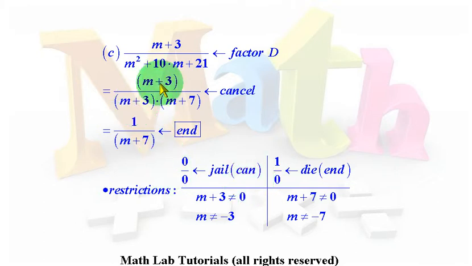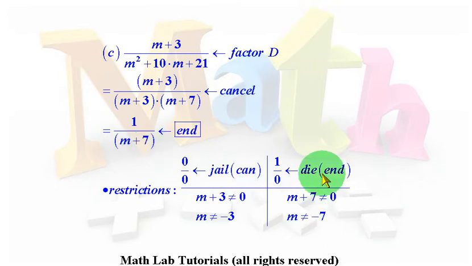The cancellation up here will give us a 0 over 0 type restriction. We know that m plus 3 cannot be equal to 0, otherwise we'd be violating the 0 over 0 restriction. Okay, so you cannot have 0 over 0, otherwise jail time. You cannot have 1 over 0, otherwise death penalty. So we have m plus 3 not equal to 0, solve for m, m cannot be equal to negative 3. So as long as m is not equal to negative 3, then the original corresponds to the final.